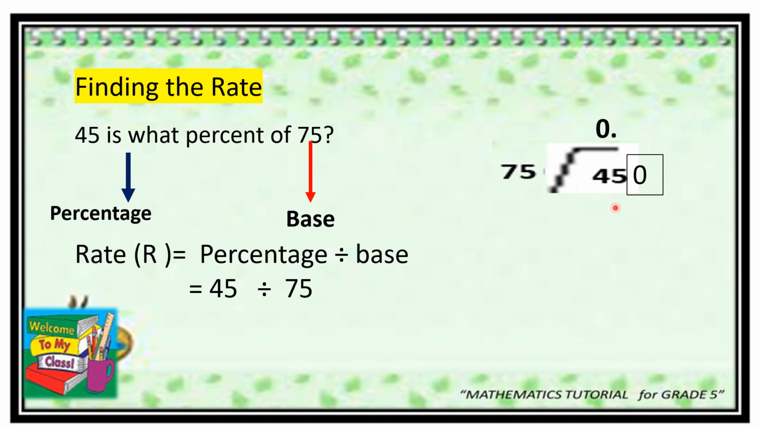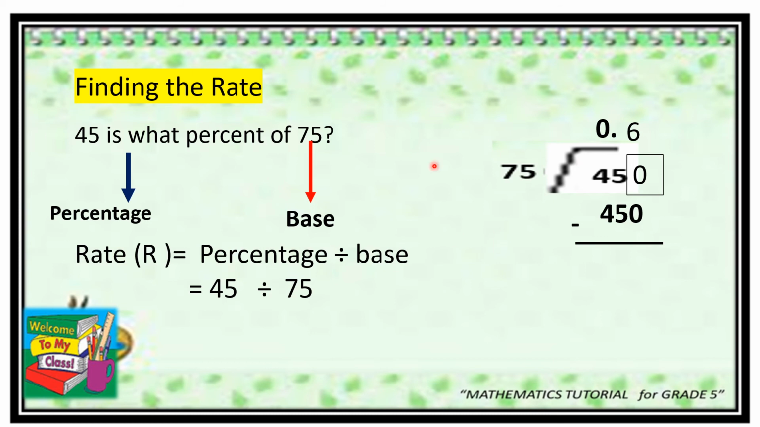Then 450 divided by 75 equals 6. 6 times 75 equals 450. 450 minus 450 equals 0. So the rate is 0.6.